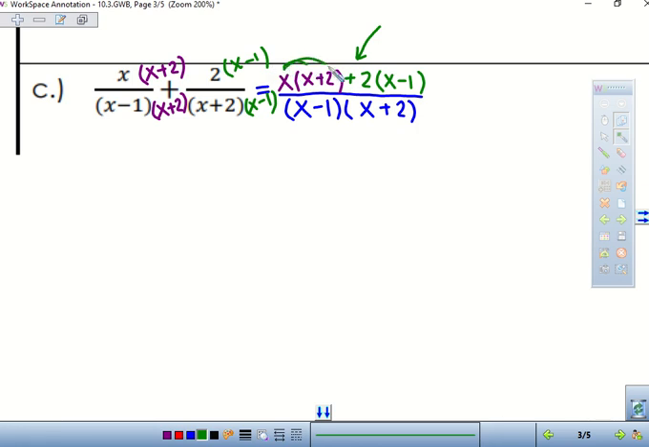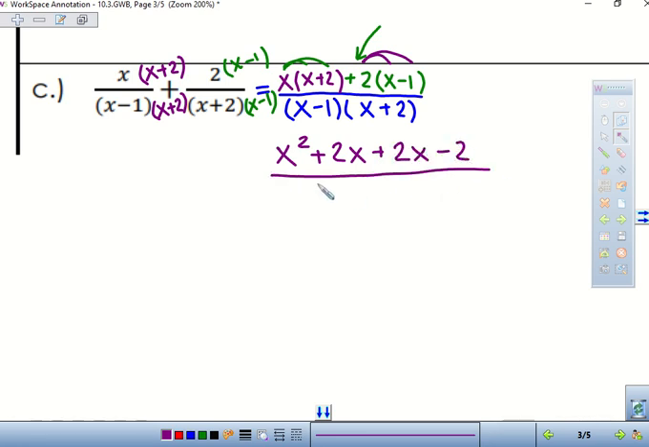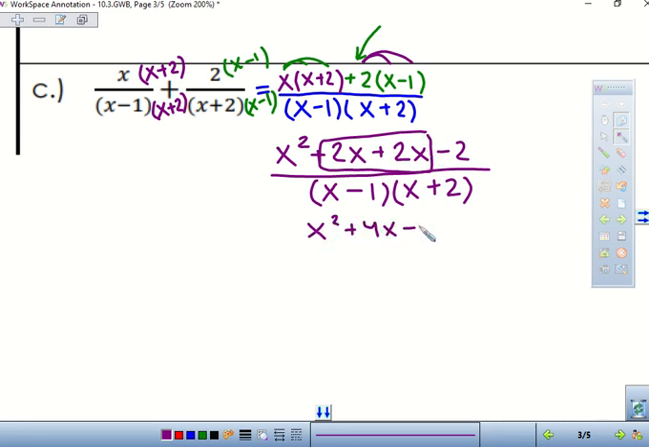So, what's this going to become? X squared plus 2x, and then this one is 2x minus 2. And that whole thing is over that original common denominator. Now, you want to simplify, combine like terms anywhere possible. So, of course, we have those two to combine up top.